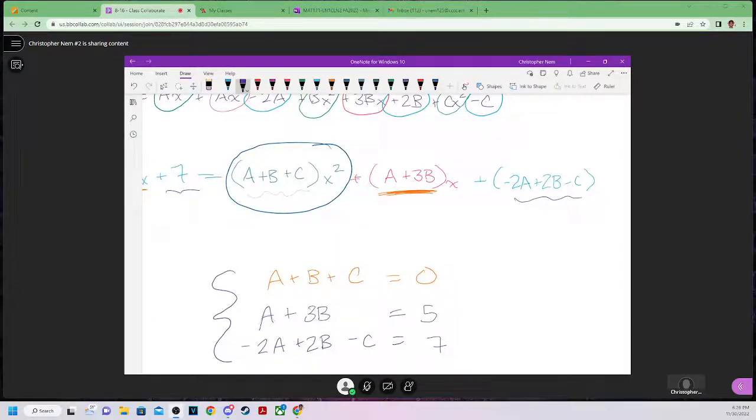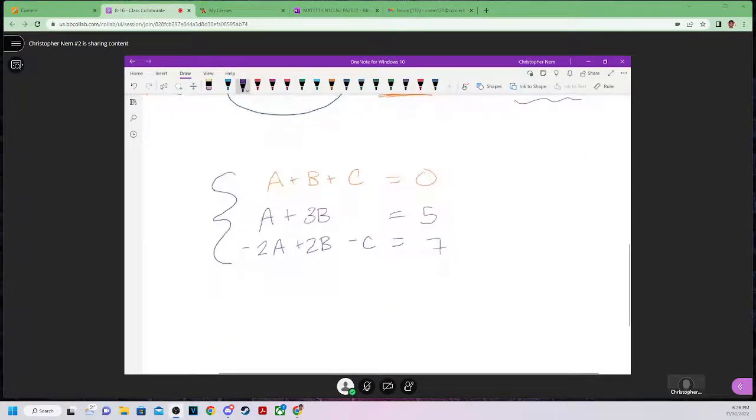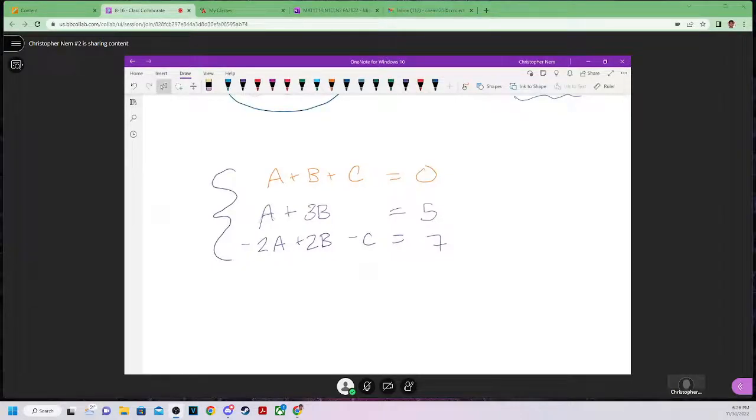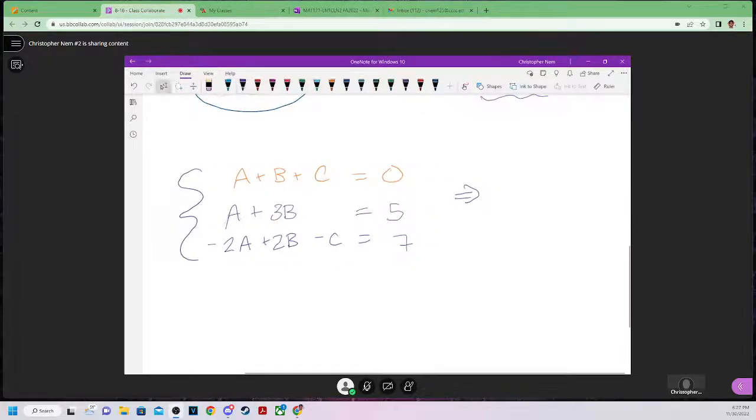We have a system of equations. Treat the a, b, c as x, y, z if you want to. If you want to solve this system, I'm going to put it in a matrix. You don't have to put it in a matrix. Sometimes you can solve it by substitution.